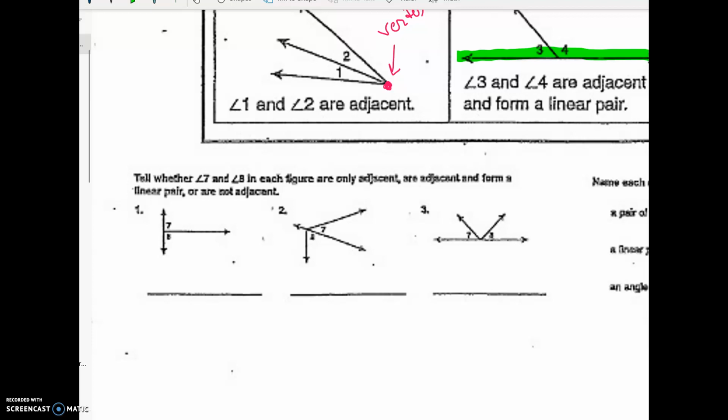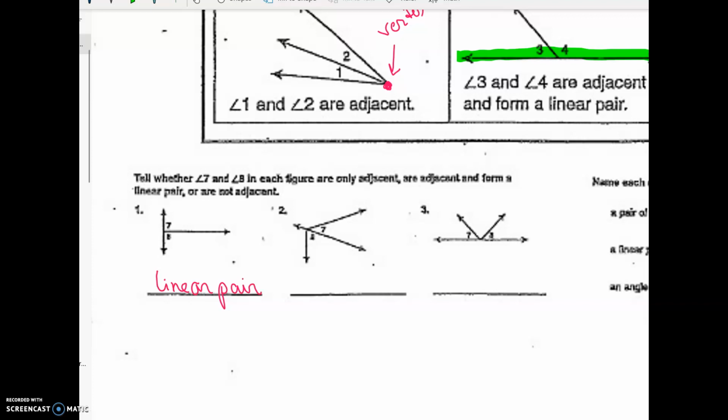So 7 and 8 in this first example are right next to each other. They share a side, and they also have two rays going opposite directions, which makes that straight line. So we would say here that they are adjacent and form a linear pair. Sometimes we just say they're a linear pair because linear pairs are naturally adjacent. So I may just say linear pair here because that would be the most accurate description.